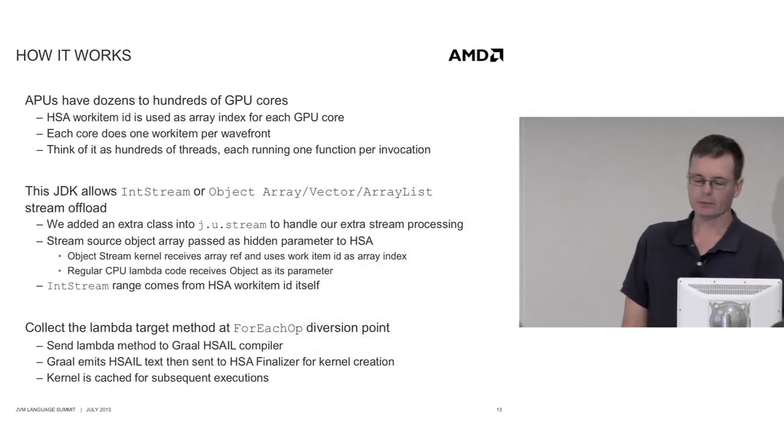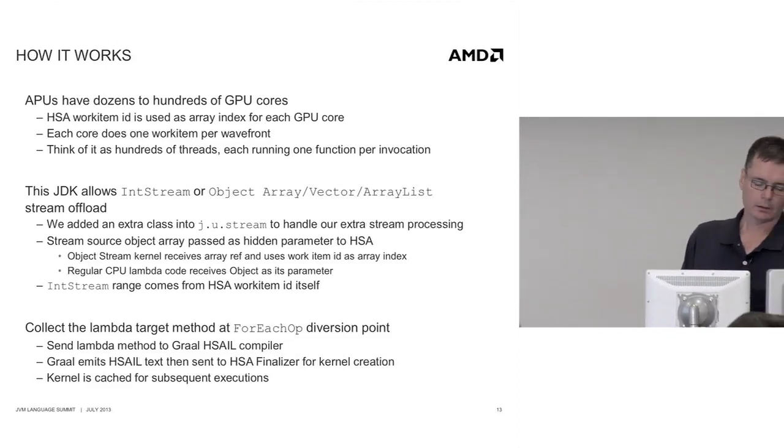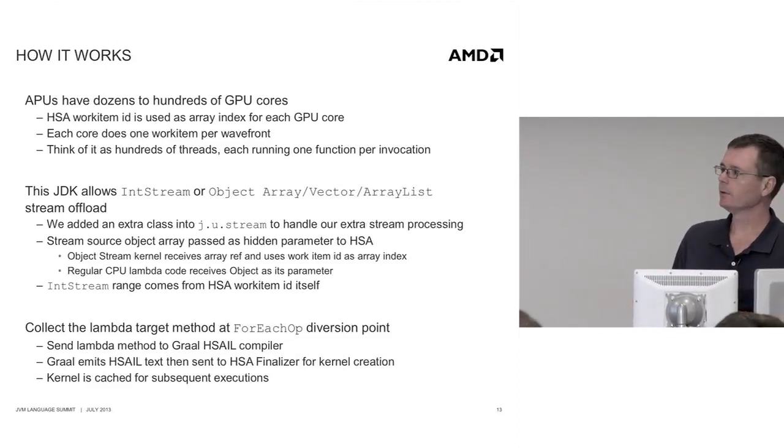So in the case of the APUs, the generation of APUs that are available now have dozens to hundreds of GPU cores. It's not as many cores as in a full-blown card, but in the future, I'm sure it'll get to be more and more.